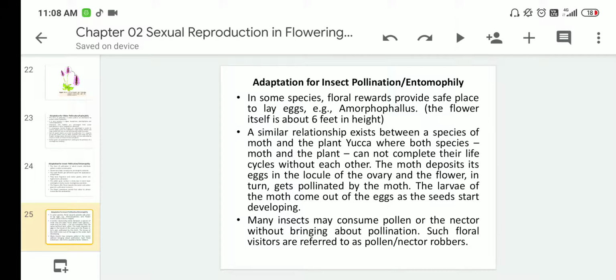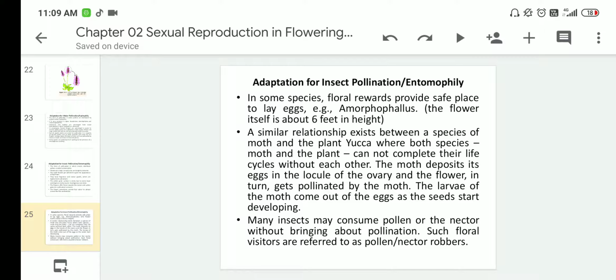A similar relationship exists between a species of moth and the plant yucca, where both species, moth and the plant, cannot complete their life cycles without each other. The moth deposits its eggs in the locules of the ovary, and the flower in turn gets pollinated by the moth. The larvae of the moth come out of the eggs as the seeds start developing.